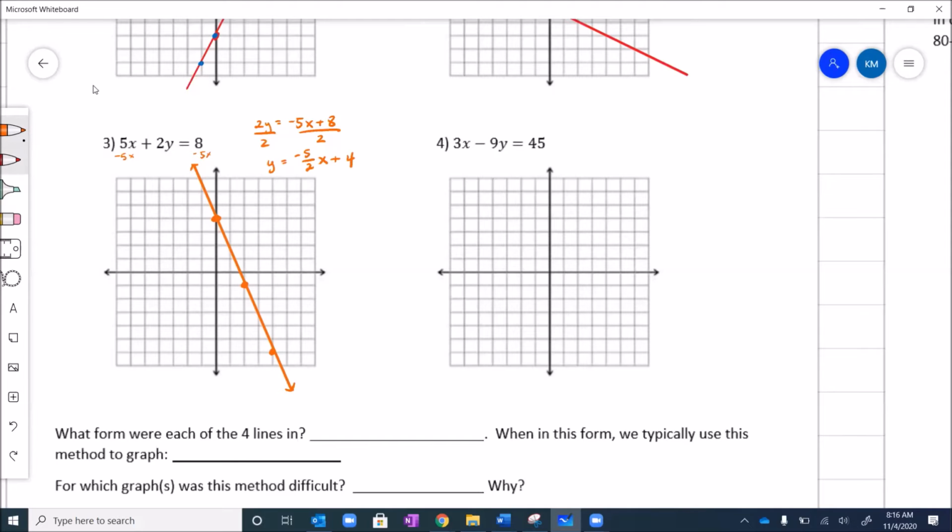Next problem, we have 3x minus 9y equals 45. So here I'm looking at 3, 45, 9, 45. These are both factors of 45, so it works out. So I'm going to do 3x equals 45, divide by 3. I get x equals 15. I'll do negative 9y equals 45, divide by negative 9. And I get y equals negative 5.